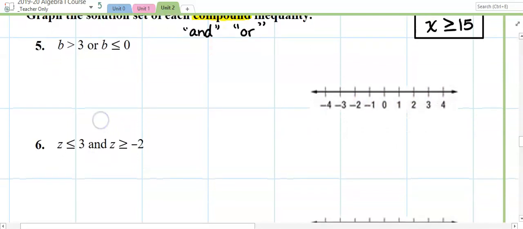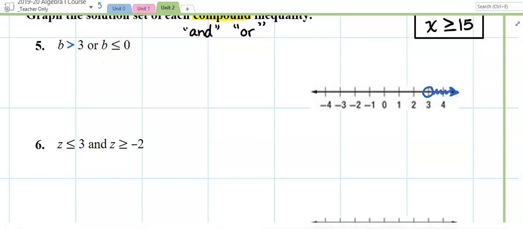Let's graph b greater than 3. Let's start with that. B greater than 3 tells me to put an open dot on 3. And if I want to shade, I want to shade where the arrow is pointing to the right.